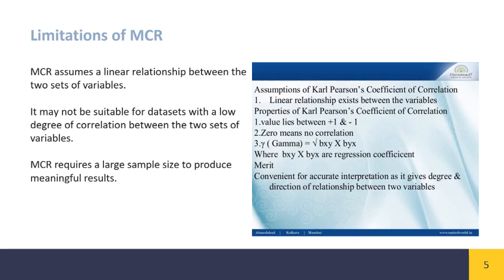Assumptions of Karl Pearson's coefficient of correlation, as we discussed earlier: a linear relationship exists between the variables. Properties of Karl Pearson's coefficient of correlation: the value lies between +1 and -1, 0 means no correlation, and r equals the square root of bxy times byx, where bxy and byx are regression coefficients. Merit: convenient for accurate interpretation as it gives the degree and direction of the relationship between two variables.